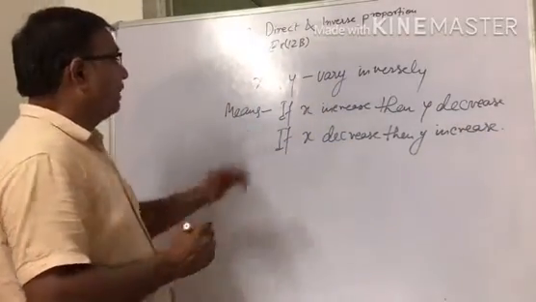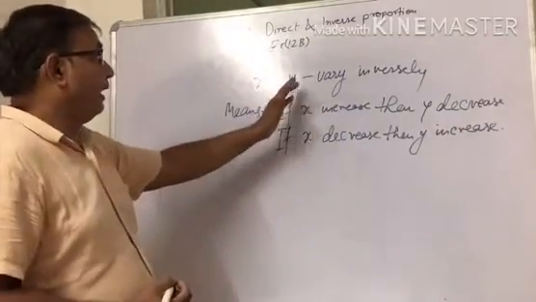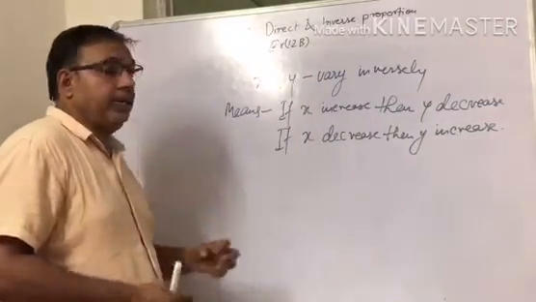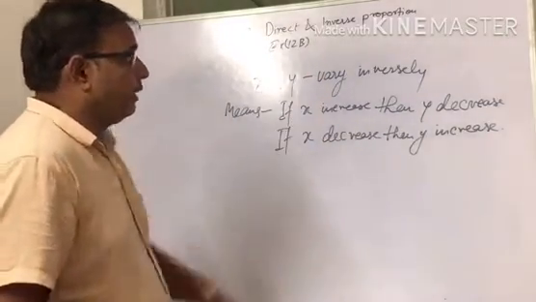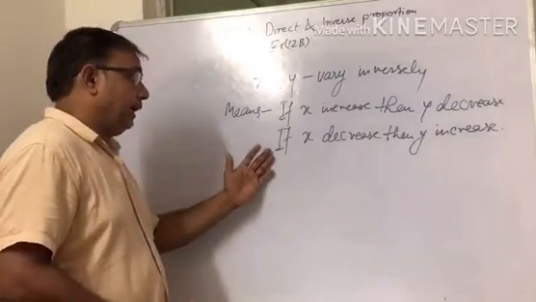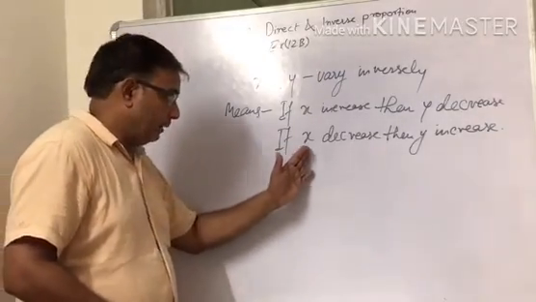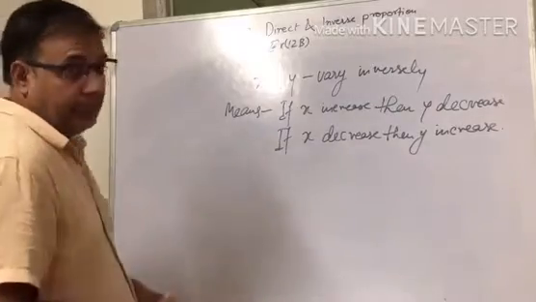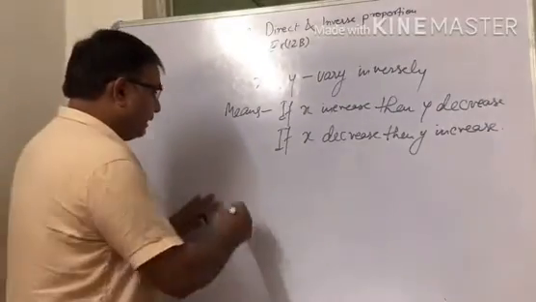In the inverse proportion, x and y vary inversely means that if one quantity is increased, then the second quantity decreases. In the second case, if the first quantity decreases, then the second quantity increases. Now let us take an example.